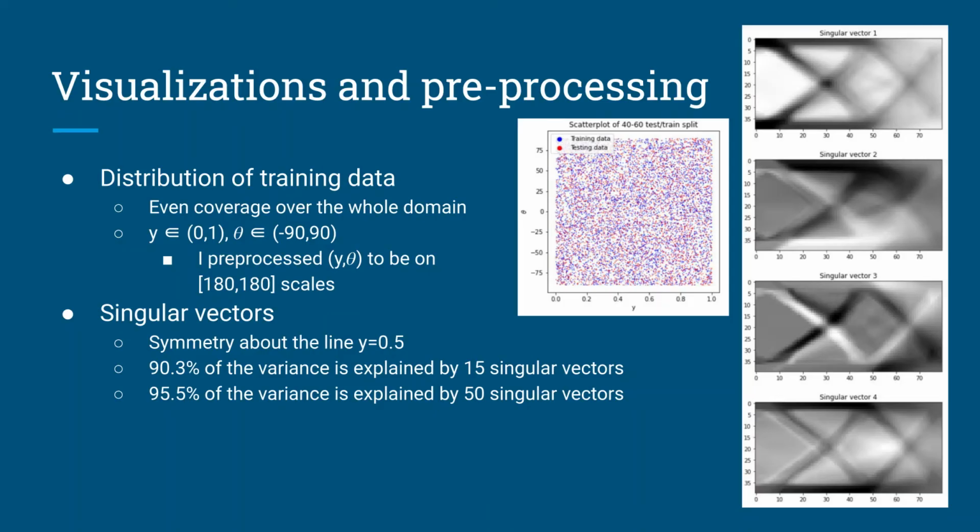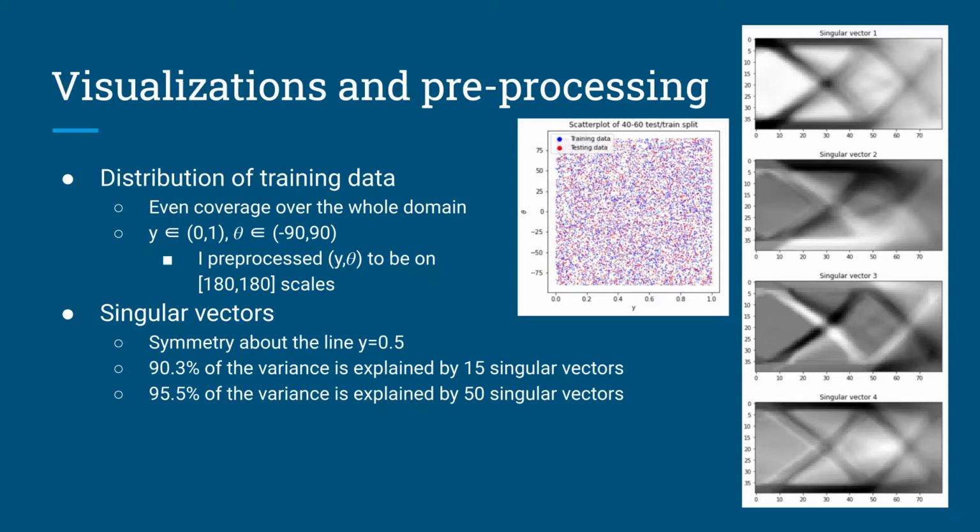The first visualization that I did was a scatterplot distribution of the training data. We can see here pretty clearly that this is an interpolation problem. As for pre-processing, I rescaled y and theta to be on the same range.